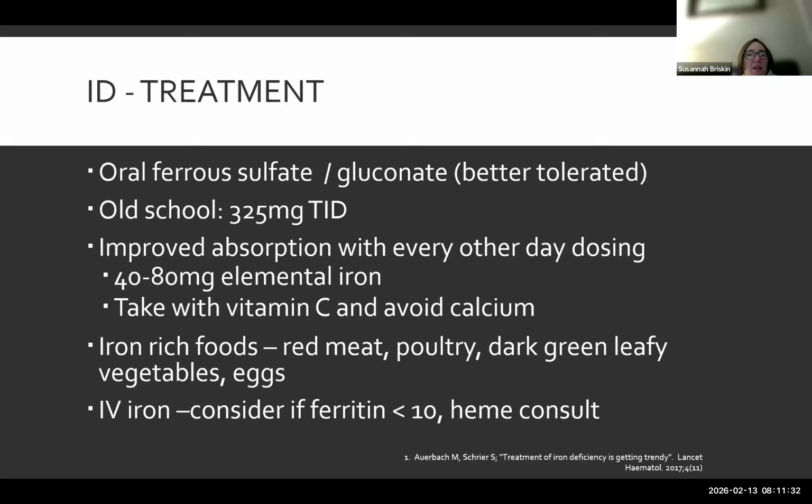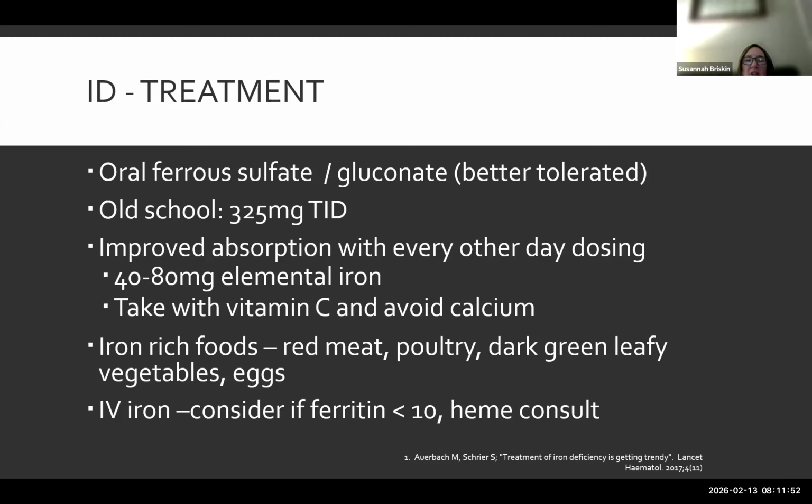And then you're looking for anything that has an elemental iron total between 40 and 80. A lot of them are right at like 65. One of the most important things you can tell people is to take it with a tall glass of orange juice that is not calcium fortified, or take it with a secondary vitamin, which is vitamin C. This helps you with absorption.